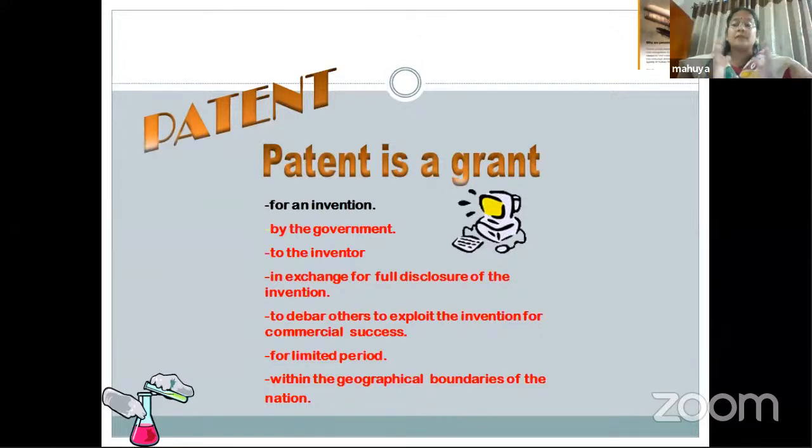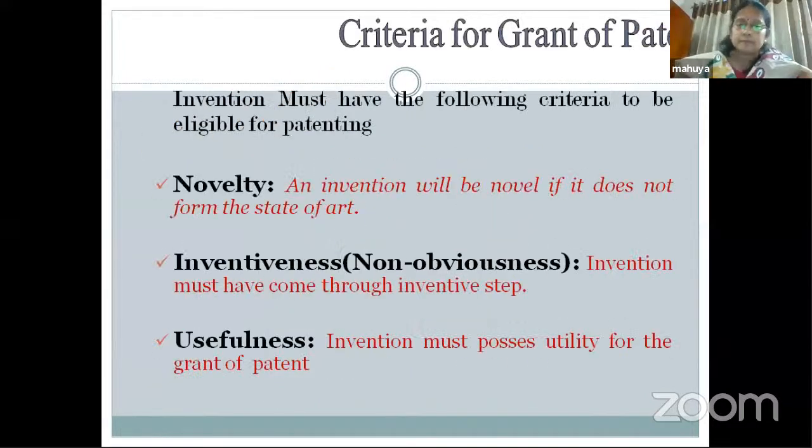Who is a member of this Patent Cooperation Treaty? Now, what are the criteria for which a patent will be granted? There are three important criteria. First, an invention will be novel if it does not form part of the state of the art. That means it should be novel and no one knows your idea before you file your patent. That is why we always say, don't disclose your idea in any forum. First, file your patent and go for publication.